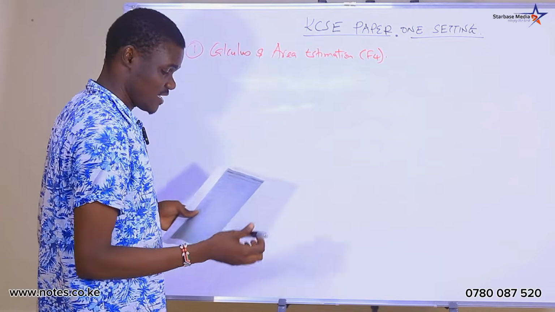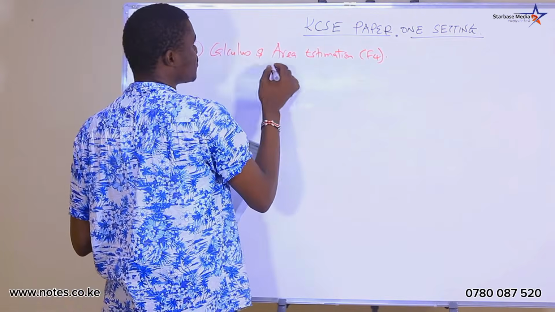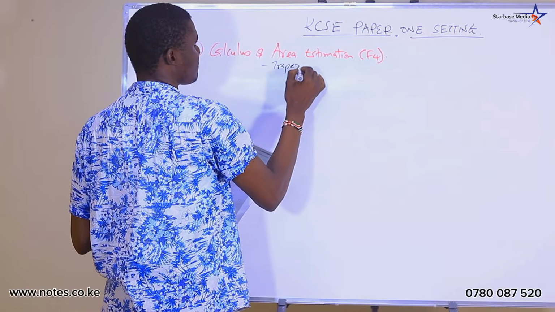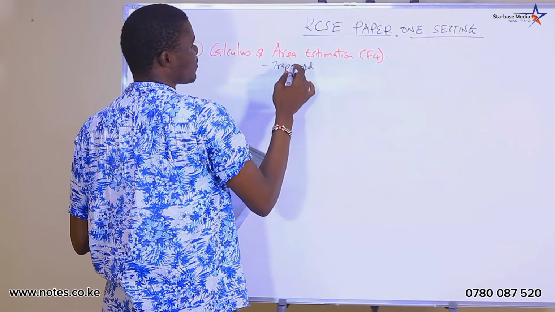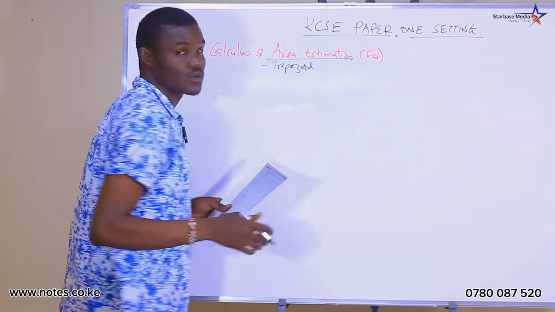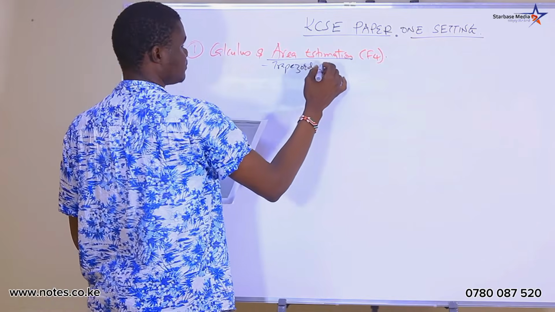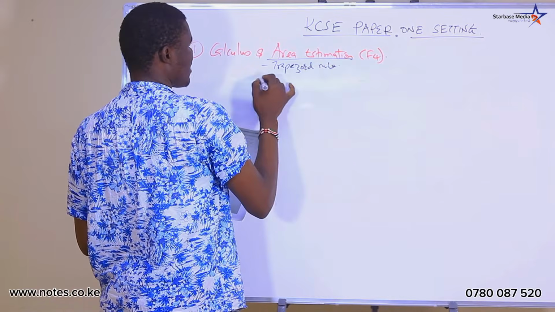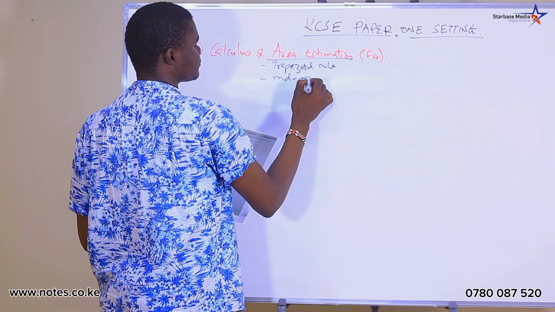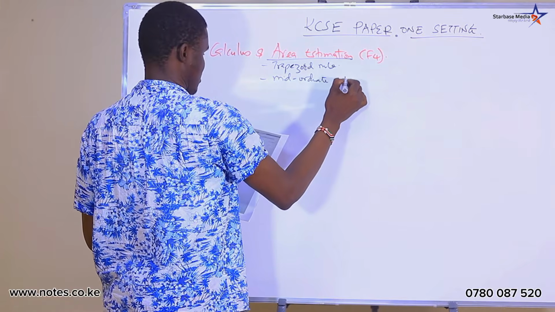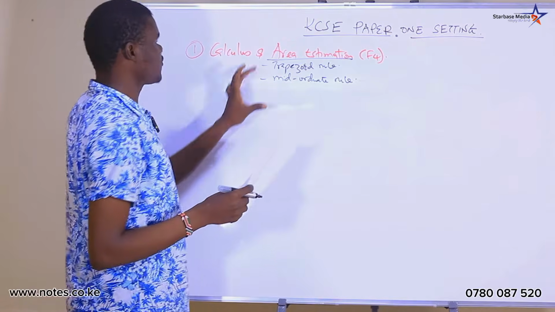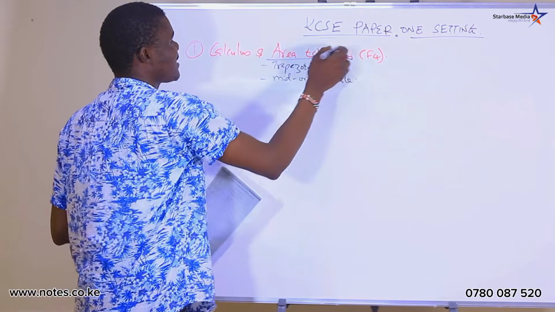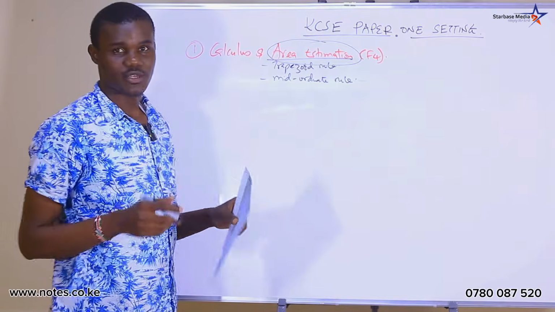So this area covers the trapezoid rule. You know them. When we are talking about area estimation, we're talking about the trapezoid rule. We have the mid-ordinate rule. Yes, so these two are under area estimation. That's a topic in Form 4.